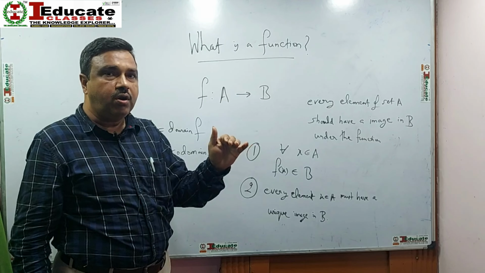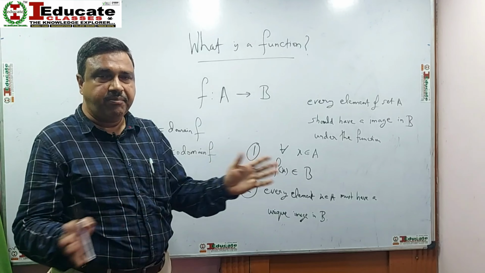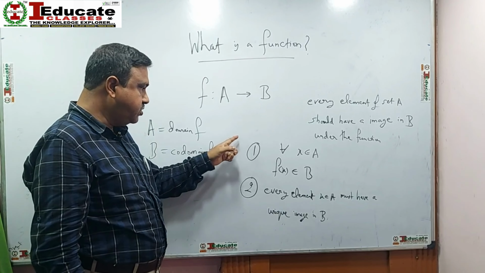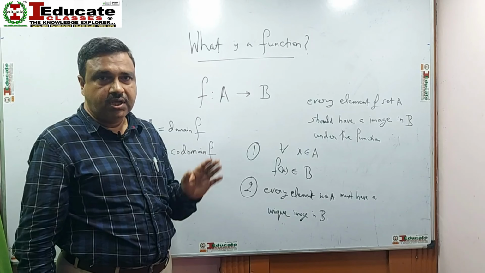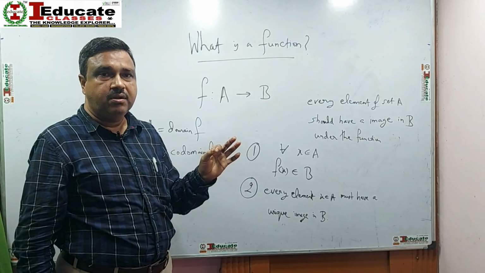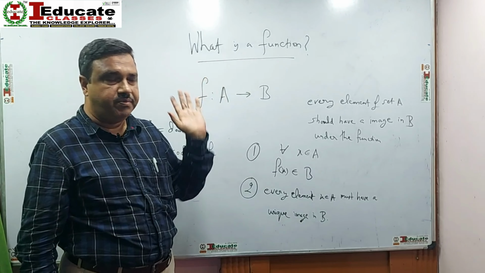So the rule of a given function can be different, but whatever the rules may be, it should satisfy these two conditions. Then only we call this a function from domain set A to codomain set B.